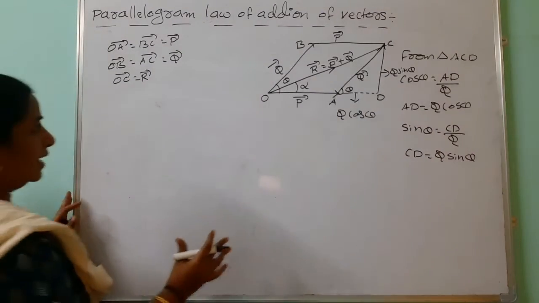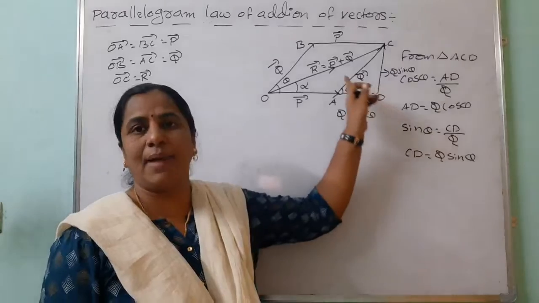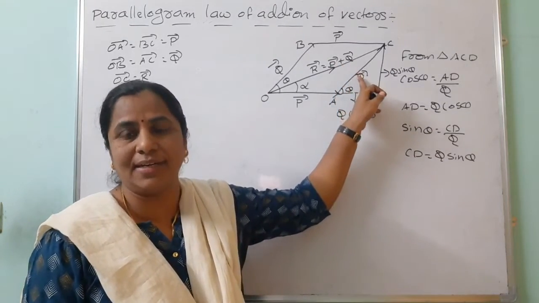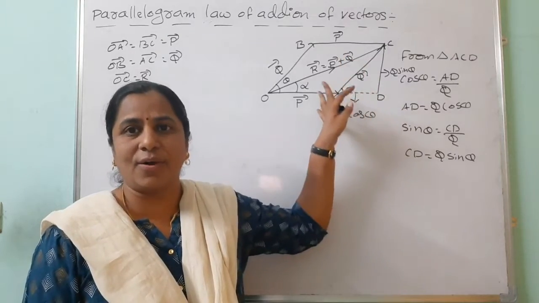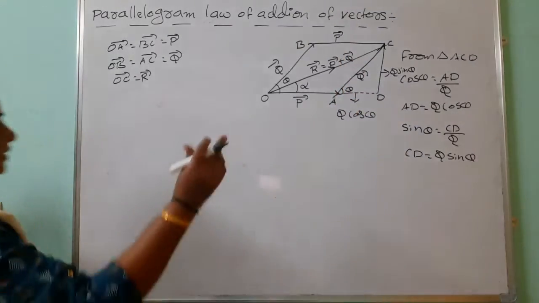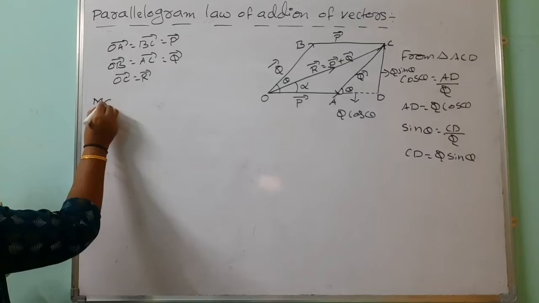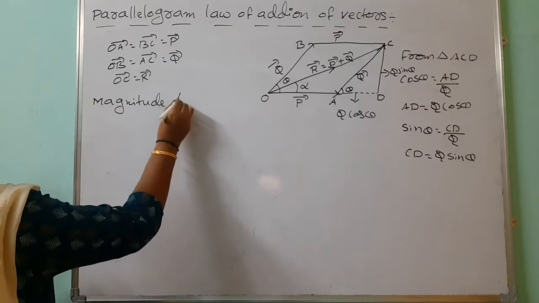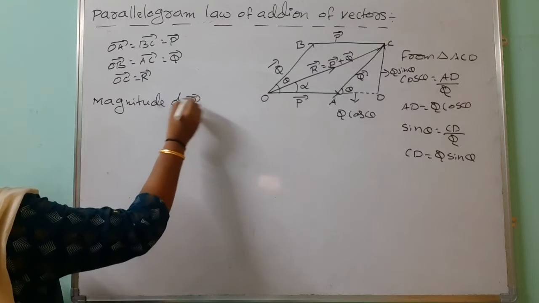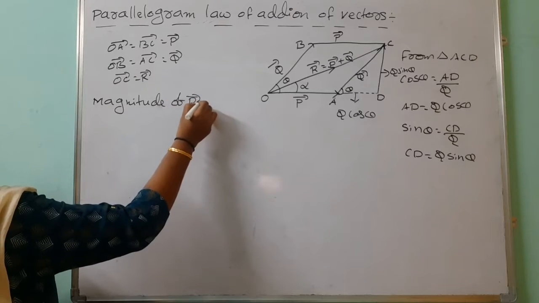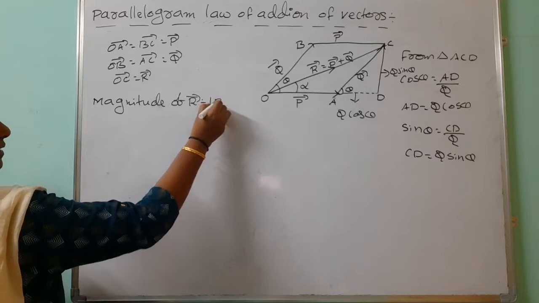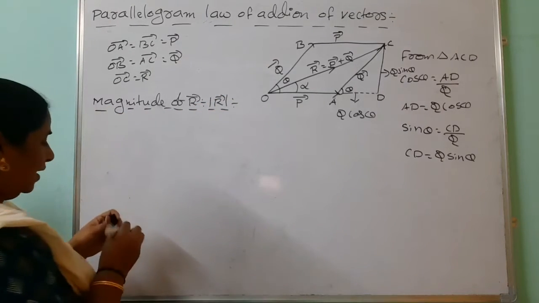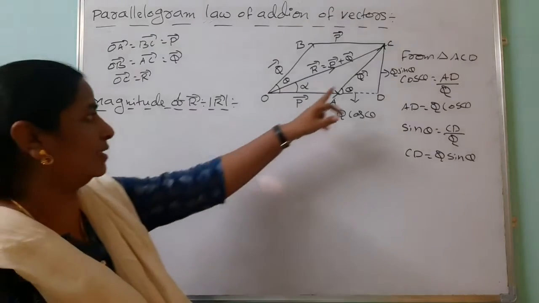First we will focus on how to find the magnitude of this. The resultant has both magnitude and direction. First we focus on how to find the magnitude of R bar. It is very important for board exams also. At the same time, many applications are based on this. First we go through how to find the magnitude in terms of the two vectors P bar and Q bar.